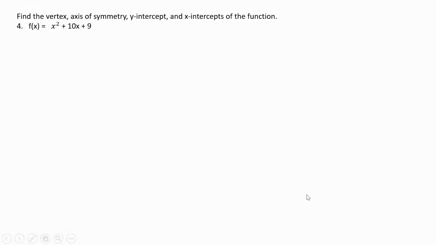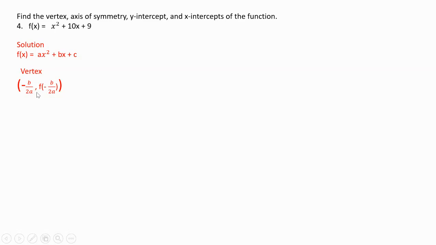Okay, now number 4, they're going to give you a function, right? It's in the form ax squared plus bx plus c. You have to find the vertex, the axis of symmetry, the y-intercept, and the x-intercept of the function. Right, so that is in this form, ax squared plus bx plus c.